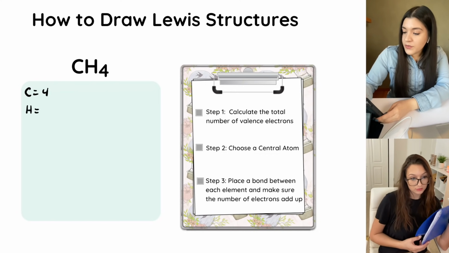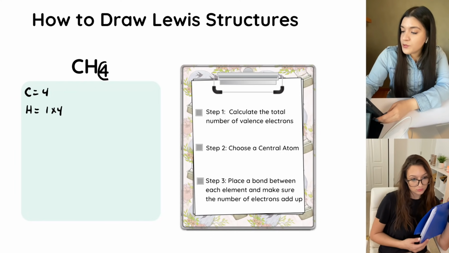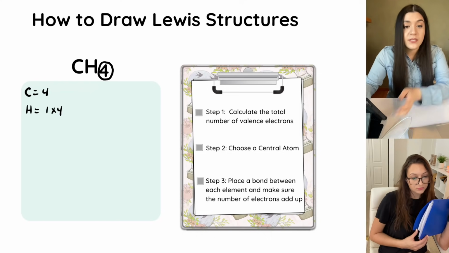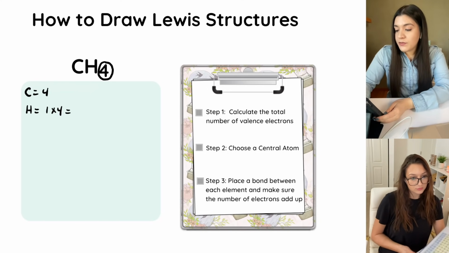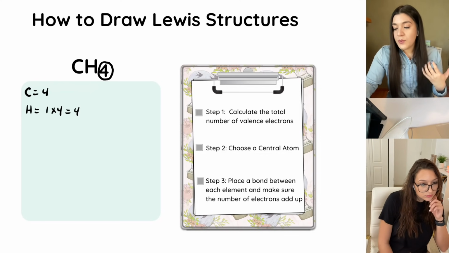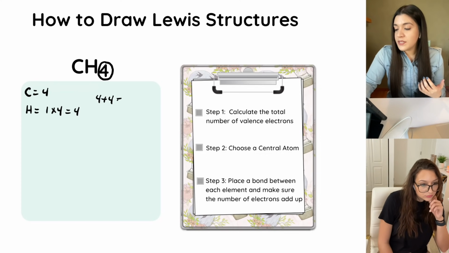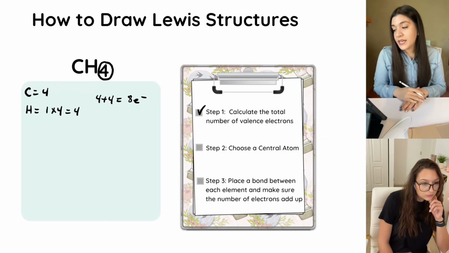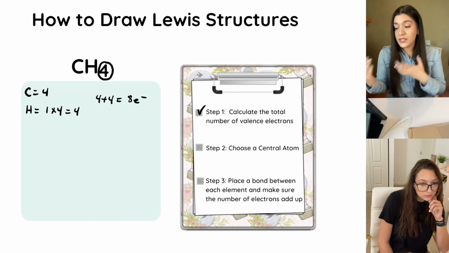1. Perfect. And then we would multiply this by 4 because this subscript is telling us that there are 4 hydrogens in the structure. So that would give us 1 times 4, so 4. Then the next thing is just to add everything together. So I would add 4 plus 4 to give us 8 valence electrons. So the first step is done. All I have to do is calculate the total number of valence electrons. We said it was 8.